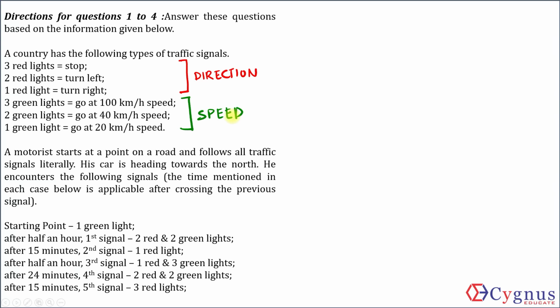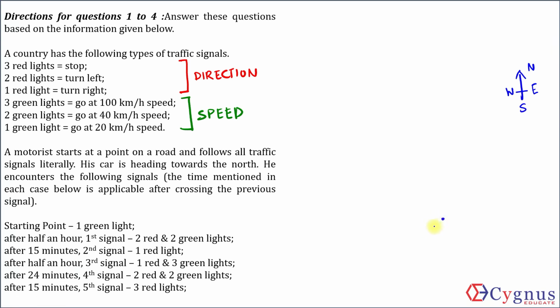His car is heading towards the north. He encounters the following signals. In the brackets, it's also mentioned that the time mentioned in each case below is applicable after crossing the previous signal. It's not very clear, so let's first try to map it out, and in the process we should get clarity. At the starting point, he encounters 1 green light.